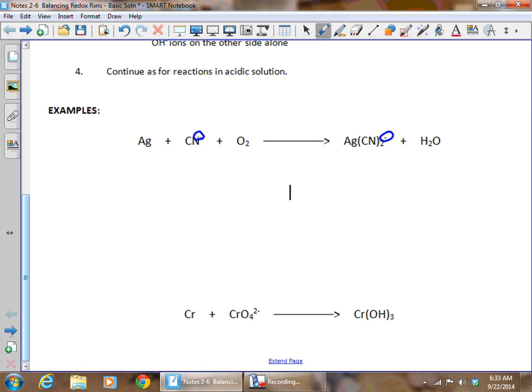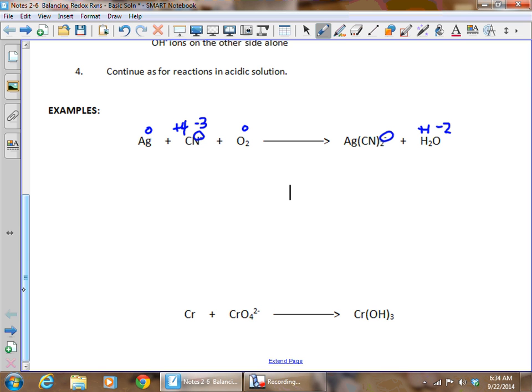So if you look at what we've got here then, silver is 0 for an oxidation number. Oxygen is 0 because it's in its elemental form. Water, as usual, is +1 and -2 for the hydrogen and oxygen respectively. So now let's look at cyanide. We've got this adding up to a -1 because it's a polyatomic ion. The nitrogen is a -3. That leaves the carbon with a +4 charge.